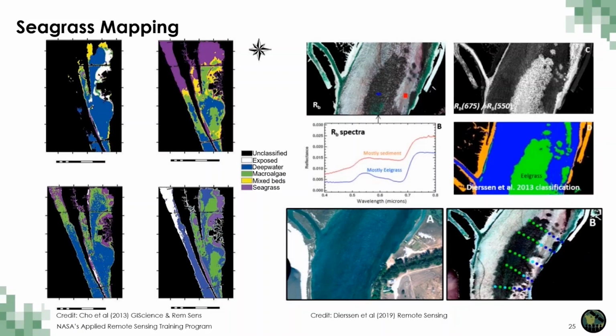accuracy. Now, similarly, in a more recent paper by Heidi Dierssen et al. in 2019, they used 1 meter spatial resolution hyperspectral data obtained with PRISM to map shallow and moderately deep eelgrass beds in the tidal embayment of Elkhorn Slough in Monterey Bay in California.